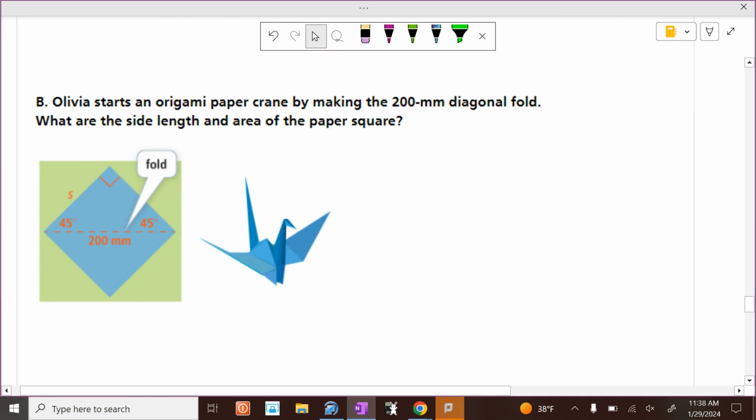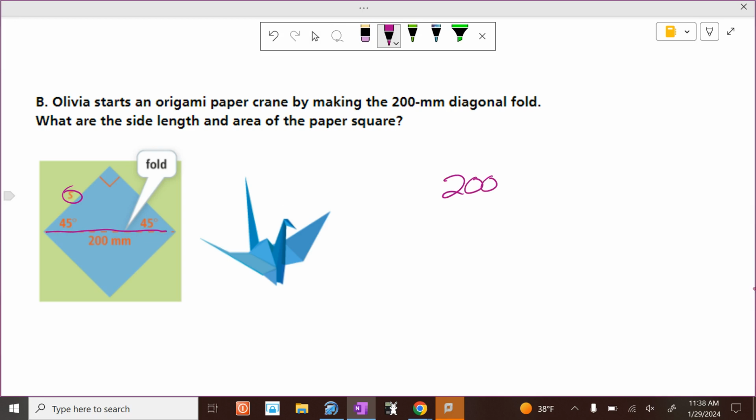This one: Olivia starts an origami paper crane by making the 200 millimeter diagonal fold. What's the side length of that square? This is 200. We want to know this. So what we have to do, this is a 45, 45, 90, so we have to take 200 divided by the square root of 2, because when we go from the hypotenuse to the side of a 45, 45, 90, we divide by the square root of 2.